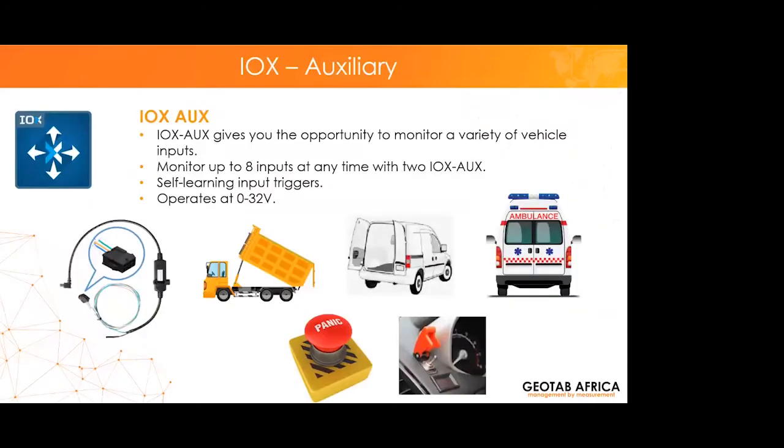The next IOX expandability I'm going to discuss is the IOX Auxiliary, or called the IOX AUX. The IOX AUX gives you the opportunity to monitor a variety of vehicle inputs. It can monitor up to 8 inputs at any time with 2 IOX auxiliaries connected. It is self-learning with input triggers and operates between 0 to 32 volts, thus allowing you to monitor panic buttons, on-off switches, lights, cargo doors, monitor dump and tipper trucks, loading and offloading.